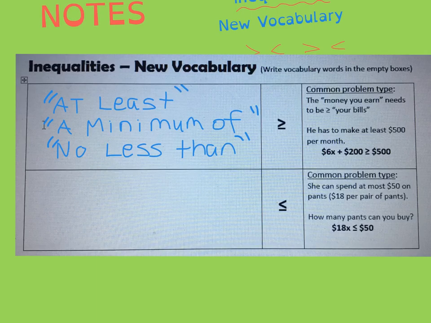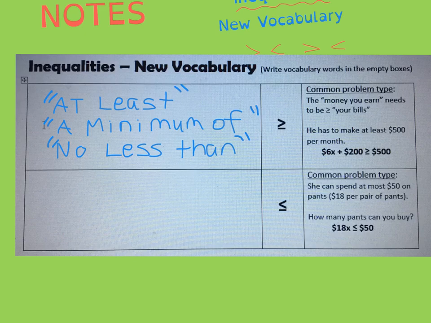All right, in your first box, I'd like you to write at least, a minimum of, and no less than. In word problems, if you see these phrases or these words, they mean greater than or equal to. And I'll show you some examples of what I mean in a minute. So go ahead and pause the video and write those words down.